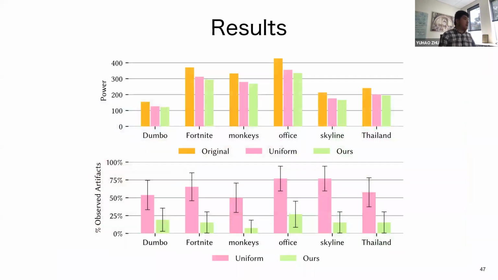These are just some high-level results. There are 3 bars. The first bar is the original video without any optimization. The second is the uniform baseline I showed you, and the third is our system. This is the power consumption. And this is the percentage of participants that could actually detect artifacts, meaning they are able to tell that some optimization is going on and their user experience is affected. Compared to the uniform baseline, far fewer users are able to tell the artifacts here.